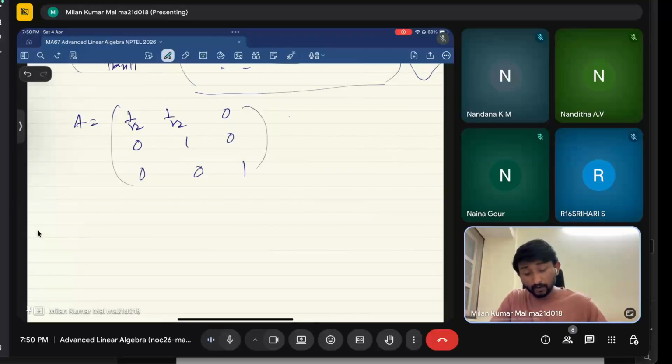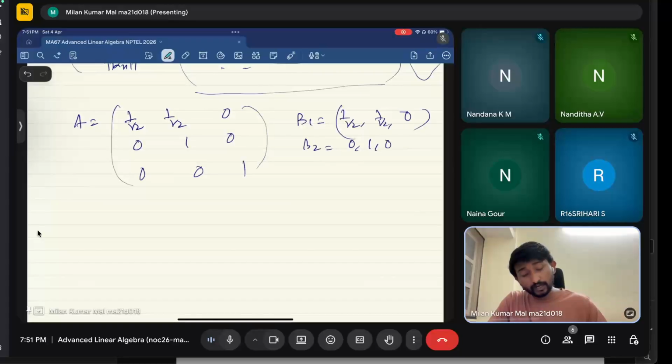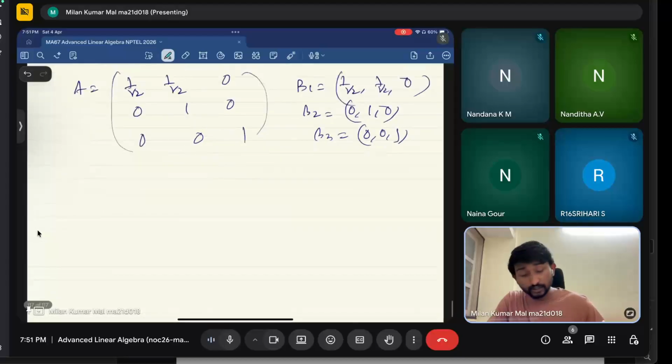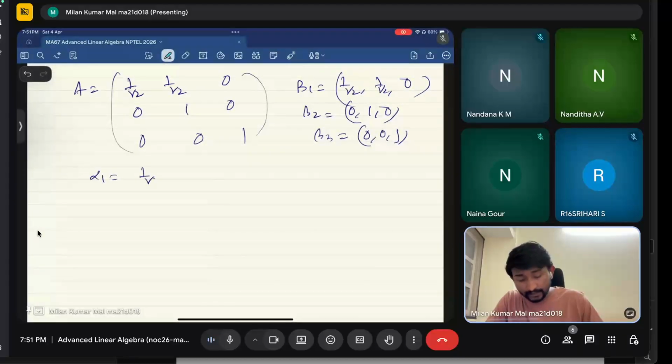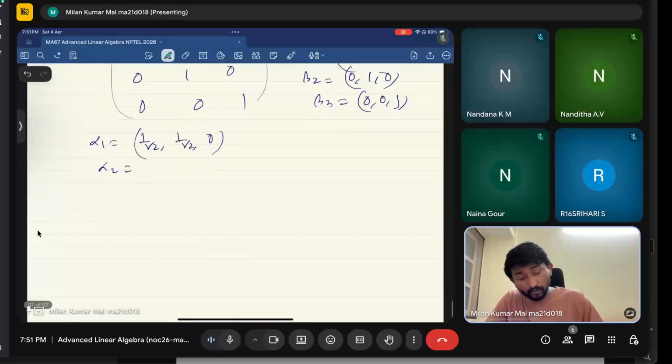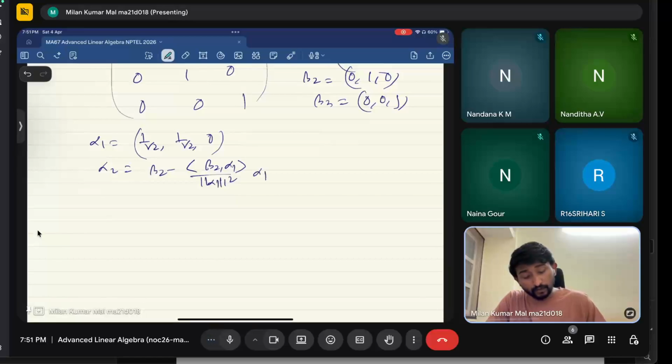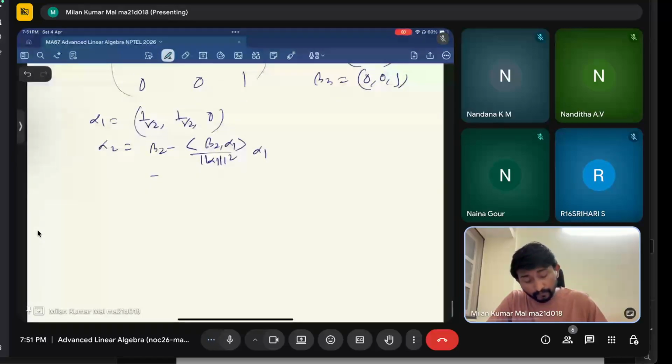So here beta 1 is equal to 1 by square root of 2, 1 by square root of 2, and 0, and beta 2 is equal to 0 1 0, and beta 3 is equal to 0 0 1. So if you do the Gram-Schmidt orthogonalization process, then alpha 1 is as it is, and alpha 2 has to be equal to beta 2 minus the inner product of beta 2 with alpha 1 by norm of alpha 1 squared, times alpha 1. So that will be beta 2, which is 0 1 0.